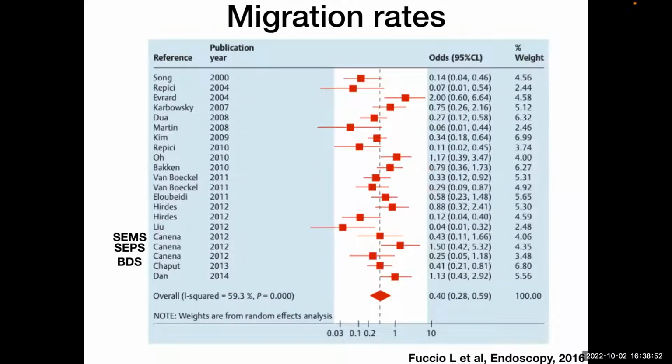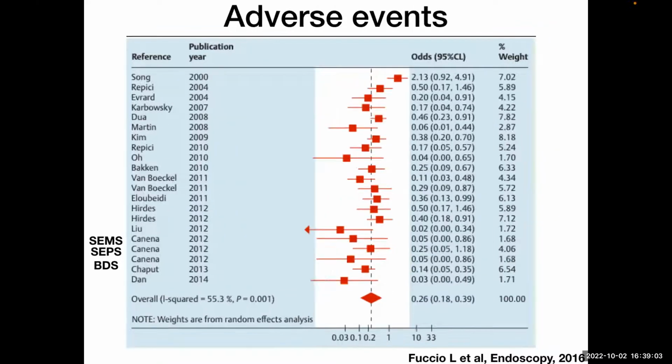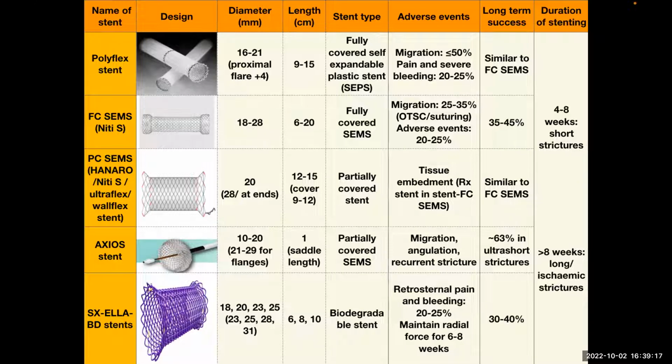Similarly, migration rate was the highest for self-expandable plastic stent, more than 50%, followed by SEMS, followed by biodegradable stents. Then adverse events were also highest in the self-expandable plastic stent group. That's why they have fallen out of favor, and now we are using either the biodegradable or a self-expandable metal stent. So these are the commercially available stents. The Polyflex stent is the only commercially available plastic stent.